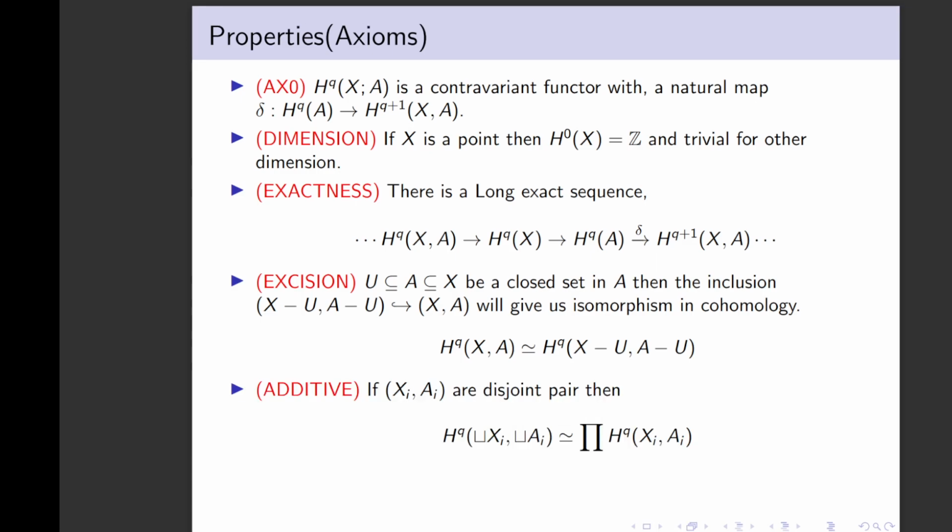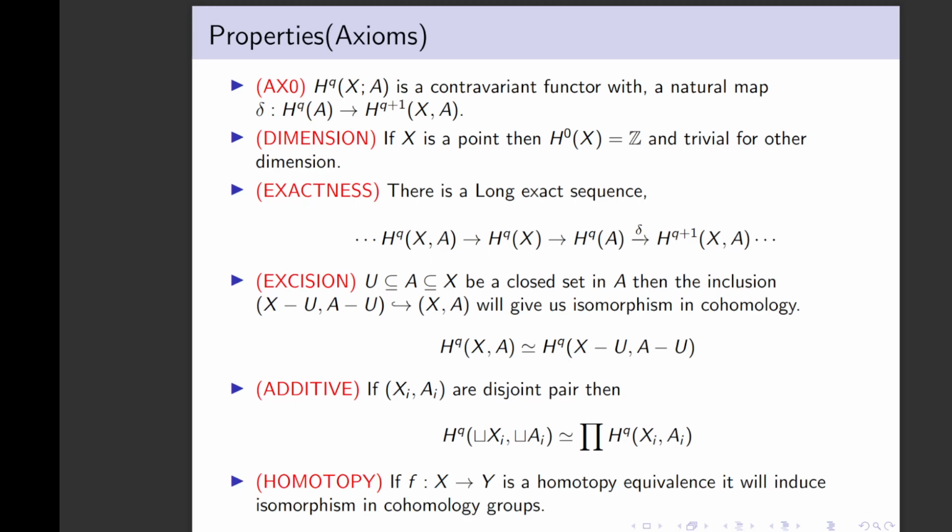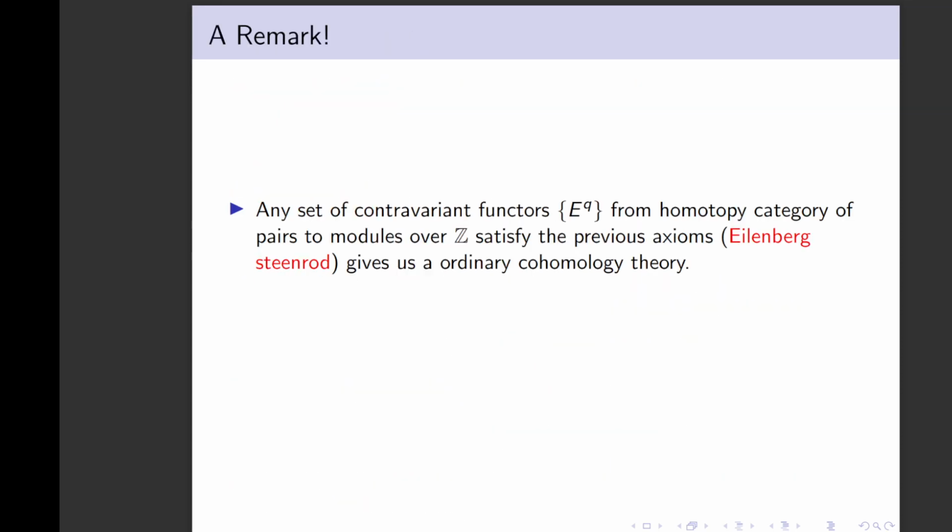Again, there is the additive axiom: whenever we have disjoint pairs, the cohomology of their union will just be the product of the cohomologies. I just want to mention that for homology, it will be the direct sum. And this is the homotopy axiom: if f from X to Y is a homotopy equivalence, then it will induce an isomorphism in cohomology groups. This set of axioms, we call the Eilenberg-Steenrod axioms.